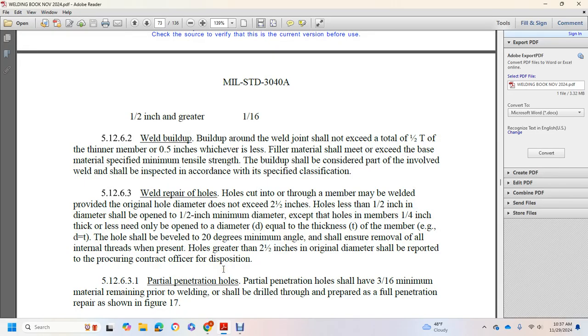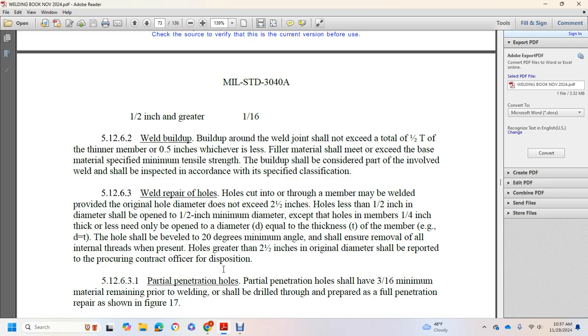Welding repair of holes. Holes cut in the roof of the member may be welded provided the original hole diameter does not exceed 2.5 inches. Holes less than 1/2 inch in diameter shall be opened to a 1/2 inch minimum diameter, except holes in members up to 1/4 inch thickness. For those, they need only be opened on the diameter, equal to the thickness of the member.